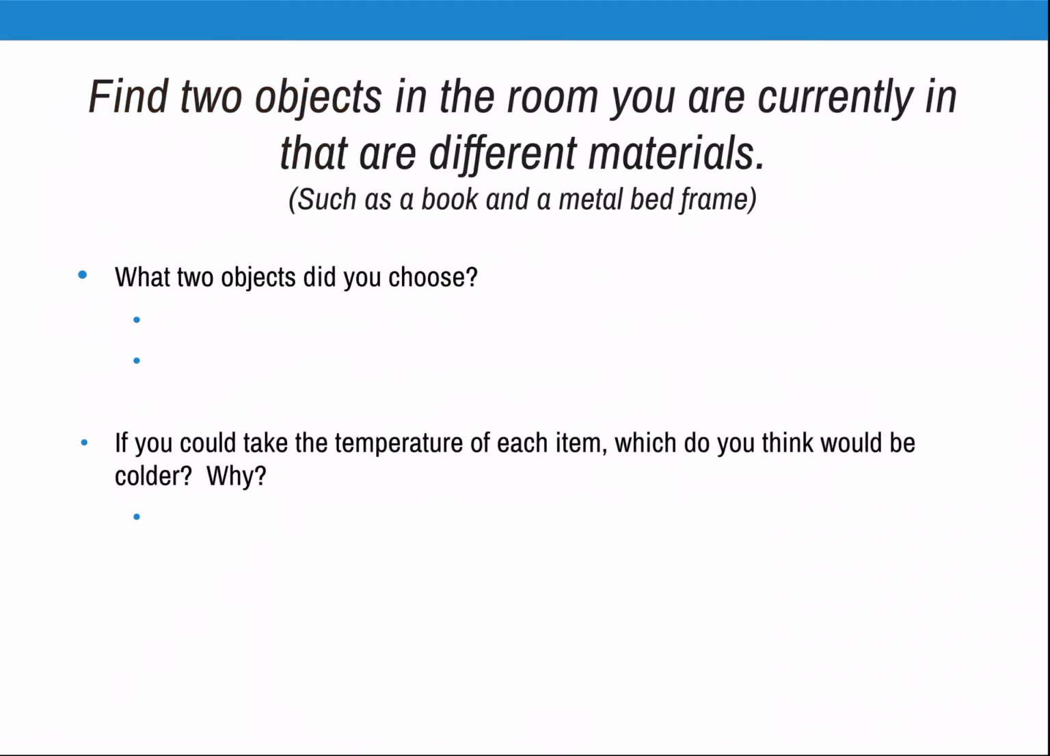All right, so the first thing that we're going to talk about, I need you guys to actually move around. Whatever room you are sitting in, find two objects that are different materials, such as a book or a metal bed frame, or maybe the metal leg of a chair or desk, anything like that. Pause the video and answer these questions. When you're ready for more, press play.